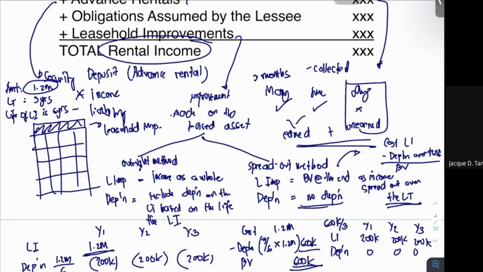So again, the difference between the outright method and your spread out method, as to leasehold improvement: the total amount will be considered as an income under outright. However, under spread out, only the book value at the end will be considered as an income. Next, as to your depreciation, there will be a depreciation over the lease term using the life of the leasehold improvement, while under your spread out, there is no depreciation to be recorded. Okay?